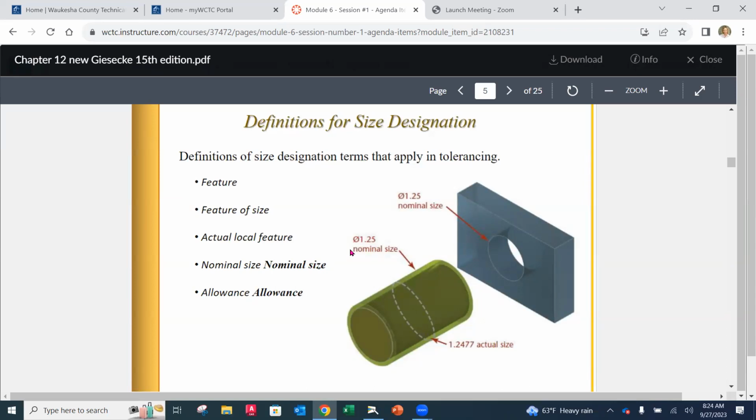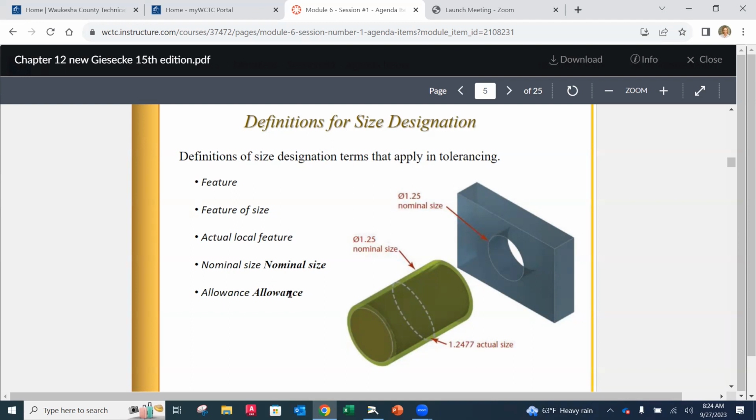Now, allowance. Allowance is the intentional degree of clearance between the internal and the external part. The internal part would be our hole, and the external part would be our pin or our shaft. If we want that pin or shaft to fit in that hole without any problem getting it together, meaning we want to provide clearance between the two at all times, then we intentionally create an allowance so that there is no interference of any size. And you as the designer get the control over that. You get to tolerance the pin and tolerance the hole so that they fit together with a clearance fit.